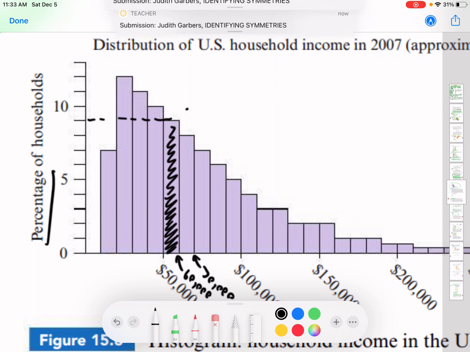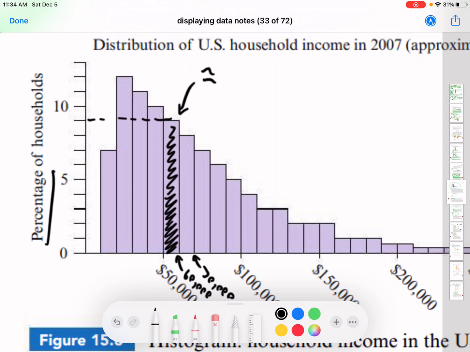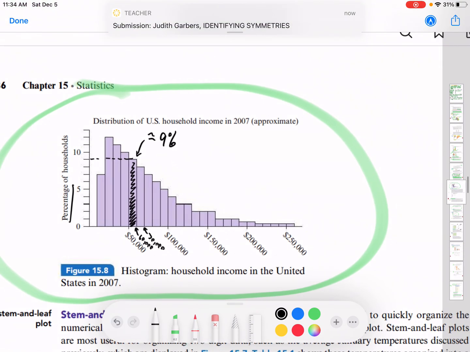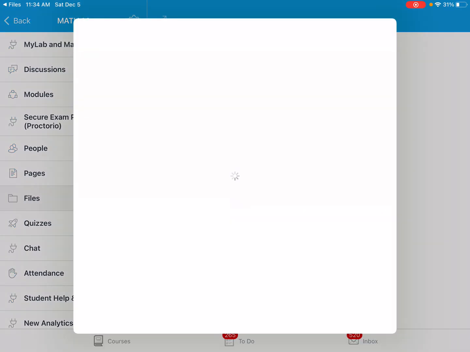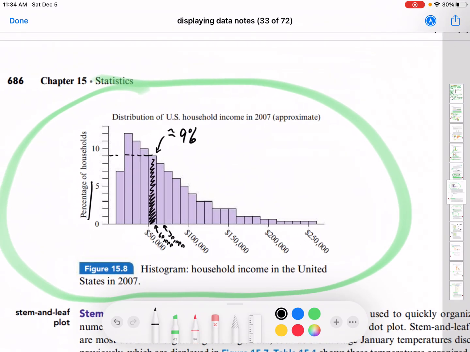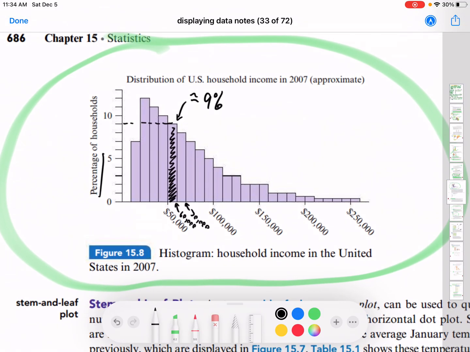because this is percentages of households. So about 9% of households, sorry about that, made between 50 and 60,000, right? And so you still have to split it up. So each category, on a histogram, there still has to be a range of values down here. Because if you said, how many households made exactly 50,000? Well, maybe only one or maybe none of them. And so you want to have a width down here so that your data becomes meaningful.